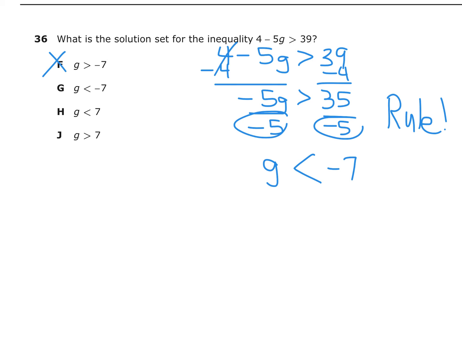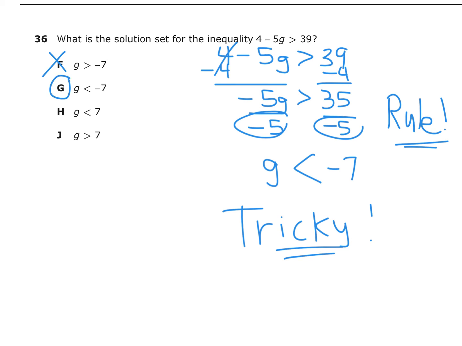And is that tricky? I always heard students say, sir, that was kind of tricky. Yeah, we got tricked on that one. And it's not tricky if you know the rules. The rule is that when you divide or multiply by a negative number for an inequality, it reverses the inequality. Remember that. Greater than became less than. So the correct answer has to be G. And that was the answer for number 36.